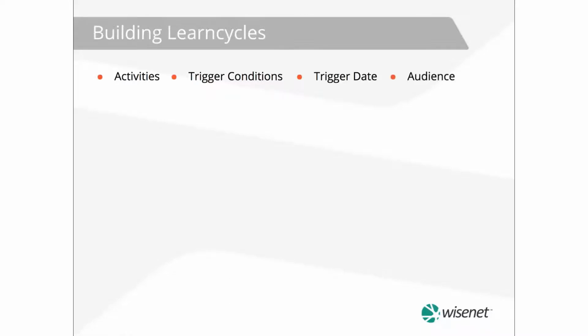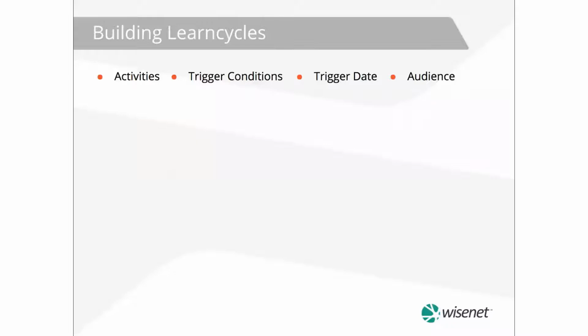So as I mentioned, the 4 building blocks are the activities, the trigger conditions, the trigger date, and the audience. When you start thinking about these learn cycles, think about what activities you want to send out. What's the trigger condition and date on which you want to send it out? And who is your audience? Do you want to send it for all course offers or just specific course offers? These are some of the things that you want to think about.